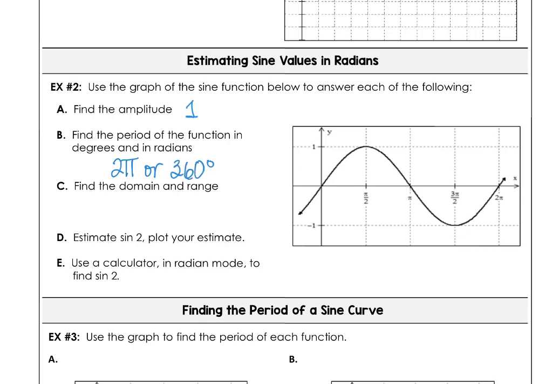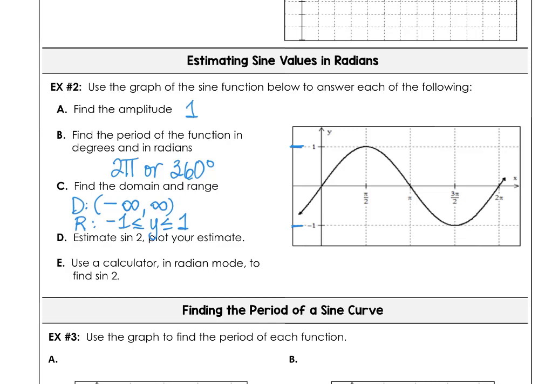And the domain of the function, well, the domain would go on forever. Since it's periodic, it just keeps repeating. But the range goes from 1 to -1. And that's on our y values. So I'm going to write the range using y values.